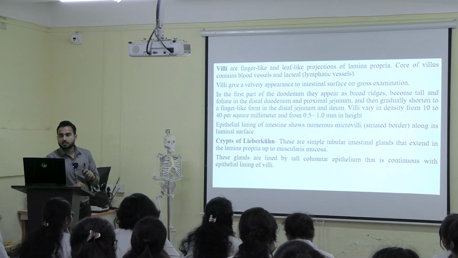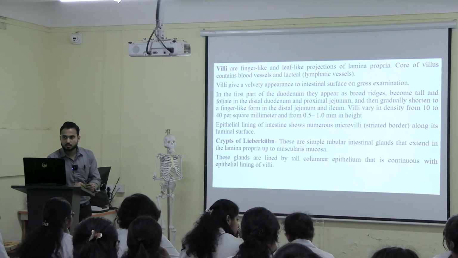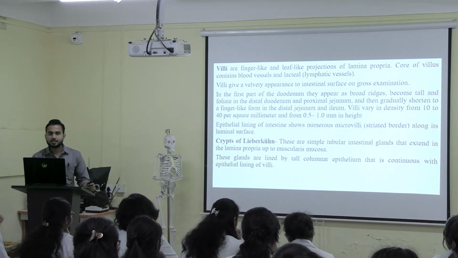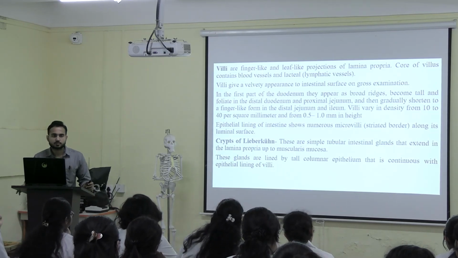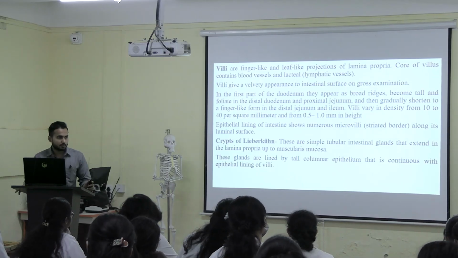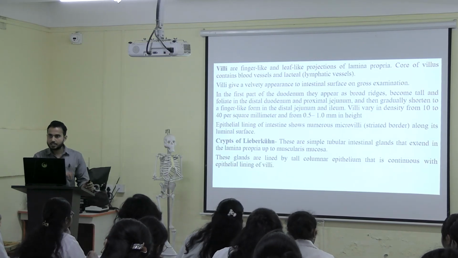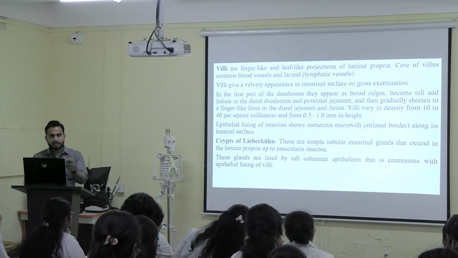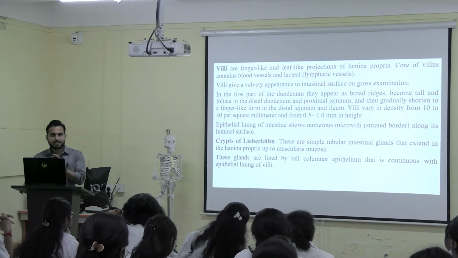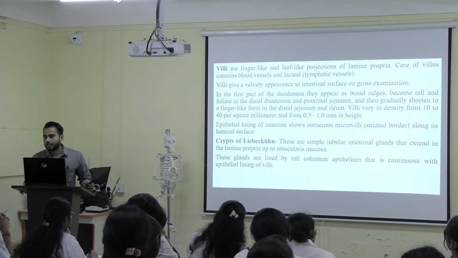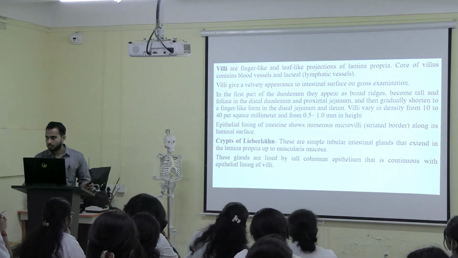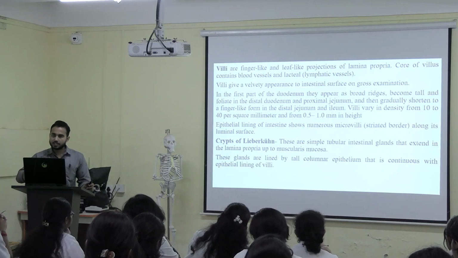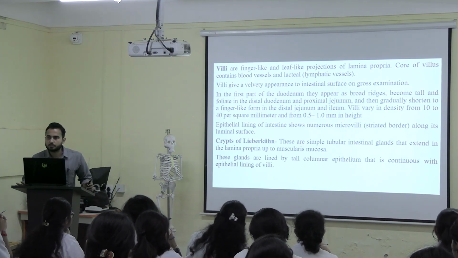Next, another important modification is present in the lining epithelium. What is the lining epithelium of small intestine? What is the lining epithelium of stomach? Simple columnar epithelium, mucus secreting. Here it is also the same. As I said, the entire GIT is simple columnar except at the lower end of the anal canal and esophagus, where it is stratified squamous non-keratinized. So the remaining parts are simple columnar epithelium.